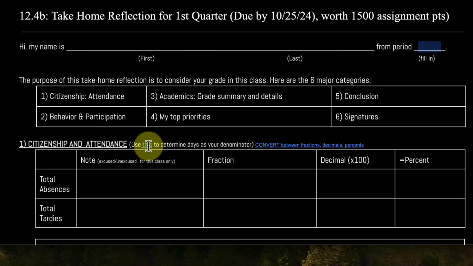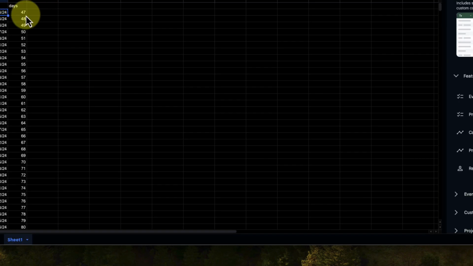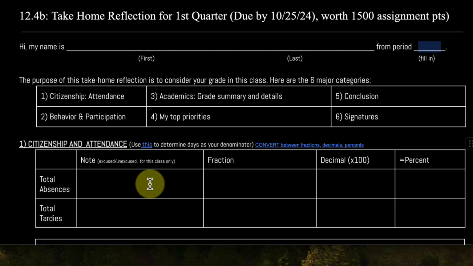So if you click on this, it'll determine your days as the denominator. So let's say the day is October 14th. That means the bottom of my fraction is going to be 14. So let's say I've been absent 5. That'd be 5 out of 47. Alright, I should write 5 absences. We'll say unexcused absences. And then my fraction is going to be 5 divided by 47.